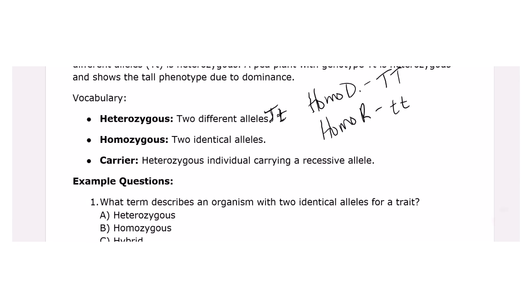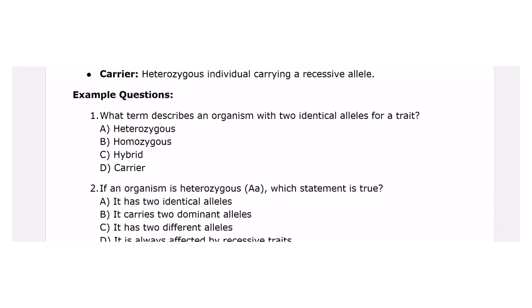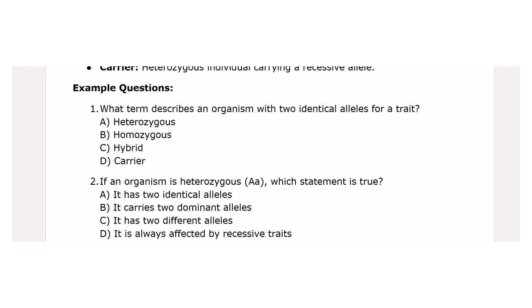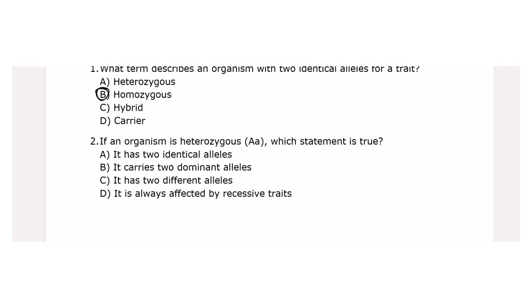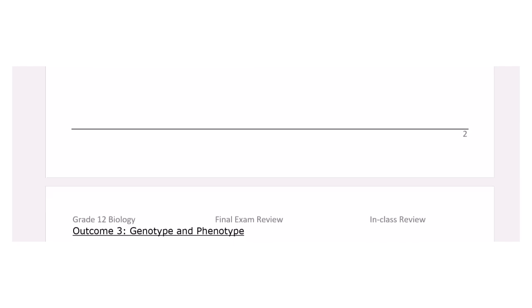Okay, so which term describes an organism with 2 identical alleles for a trait? Hetero, homo, hybrid, or carrier? B. If an organism is hetero, which statement is true? It has 2 identical alleles, it carries 2 dominant alleles, it has 2 different alleles, or it is always affected by a recessive trait. Which one? C is correct. All right, good stuff.